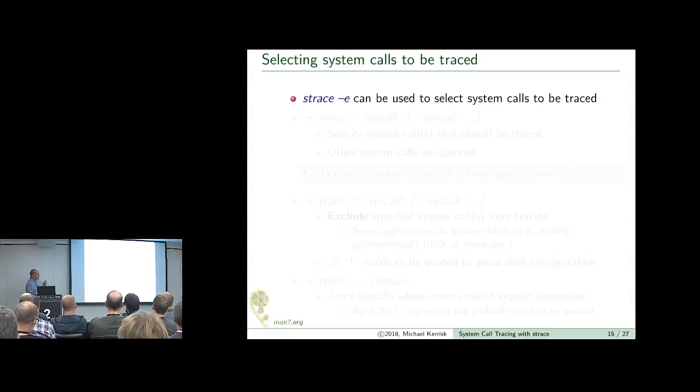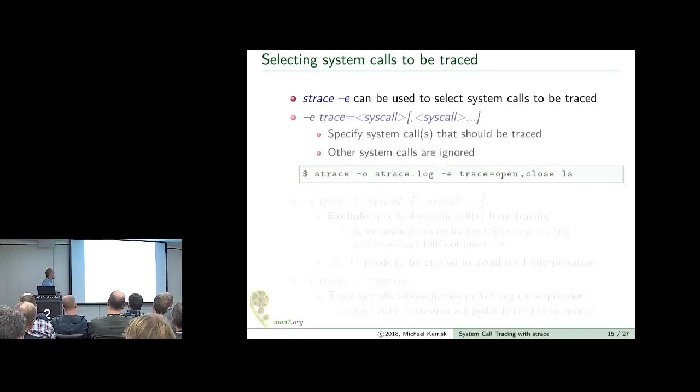First of all, there's an strace -e option, which, among other things, can be used to select the system calls that you want to trace. So maybe you only want to trace certain system calls that your application is making. Then you can say strace -e trace= and then names of system calls one by one, separated by commas. So here we're saying run the program ls and just trace the open and close system calls, opening and closing files.